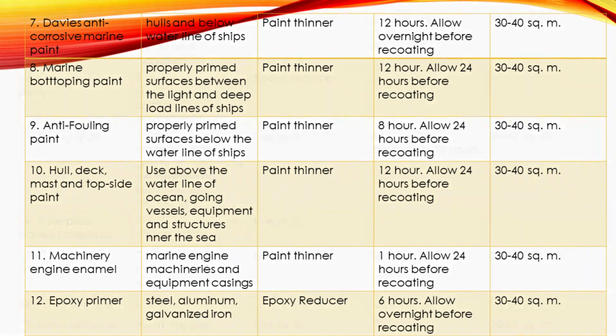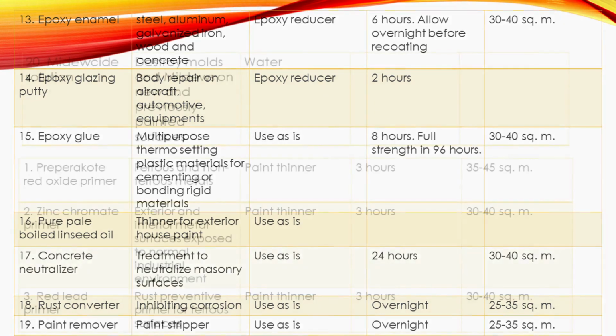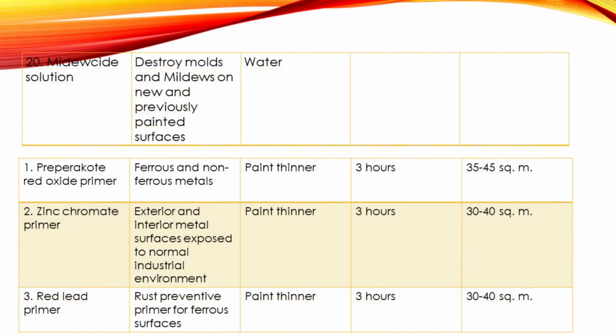For thinning, epoxy reducer is used. In drying time, it needs 6 hours, and allow overnight before recoating an epoxy primer. It can cover 30 to 40 square meters per 4 liters. Lastly, we have the primers.